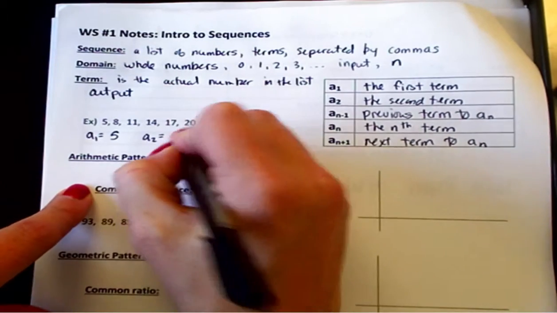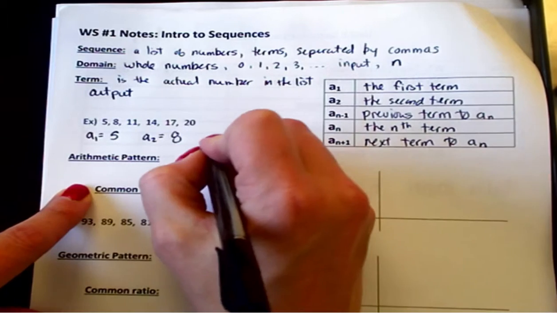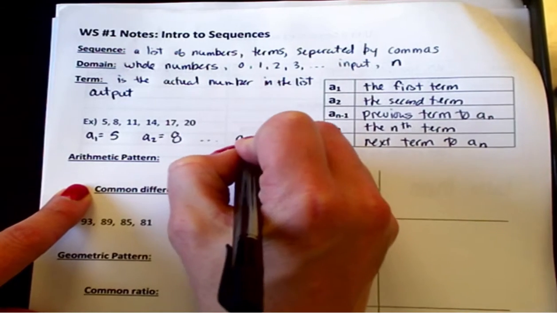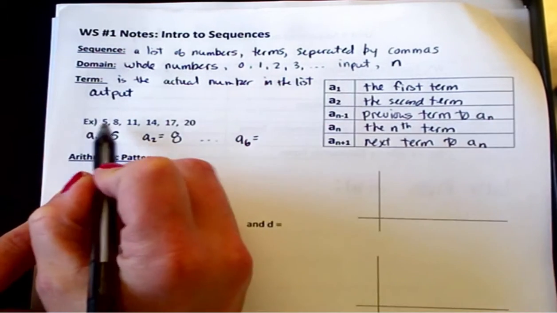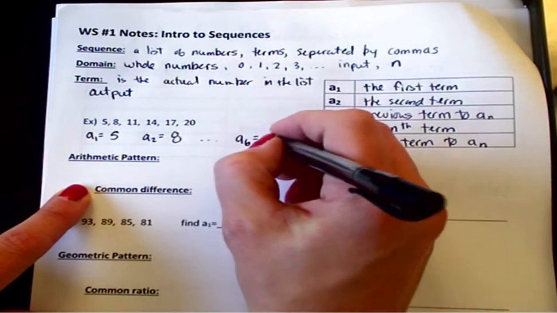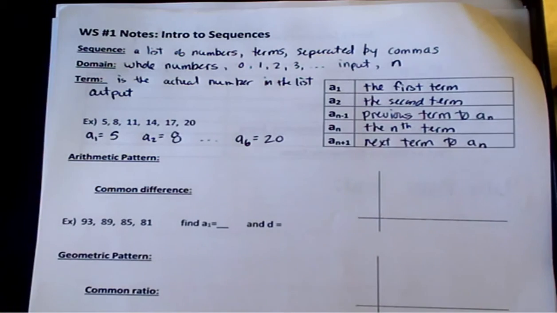A sub 2. A sub 6. 1, 2, 3, 4, 5, 6. It's different than what you've done before with the function notation. You're not always going to see the input. You're going to have to count it out to figure out where the placement is.